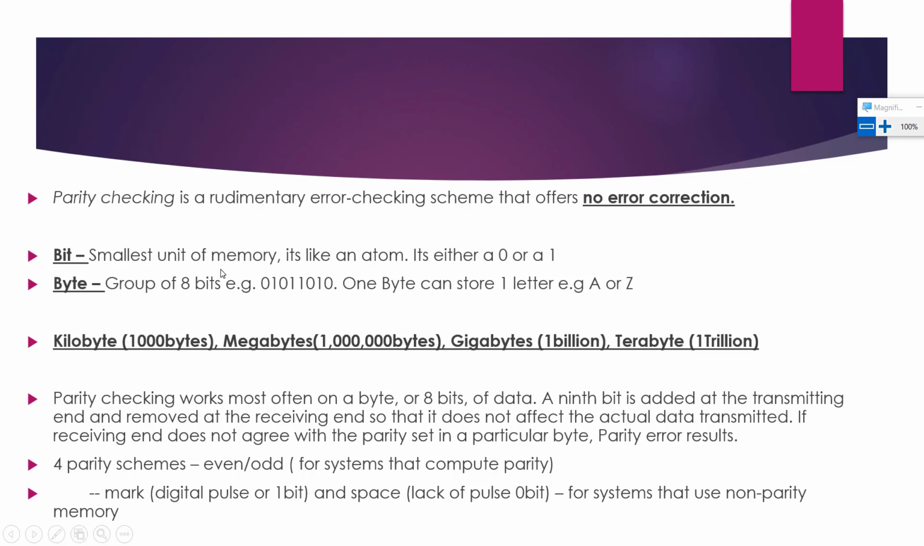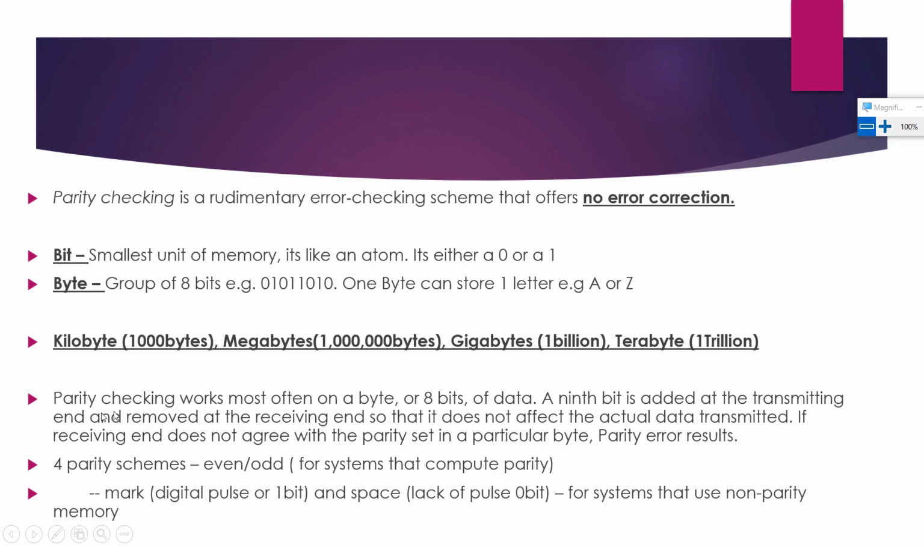Okay. So a bit is the smallest unit of memory, it's like an atom. It's either a 0 or a 1. And then a byte is a group of 8 bits, for example 0, 1, 0 and so on. So these are 8 bits where one character fits in. 1 byte can store one letter, for example A or Z. So bits and bytes, we may have heard about before, obviously. Then there's a kilobyte, 1000 bytes, megabytes, a thousand kilobytes, gigabytes, 1 billion, terabytes, 1 trillion.